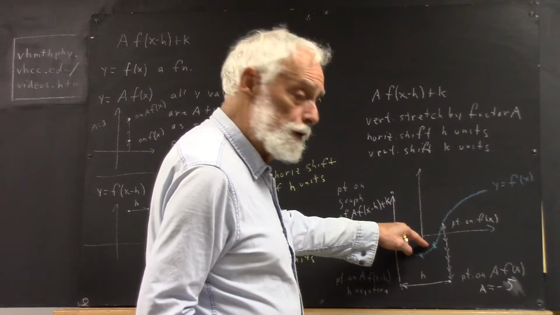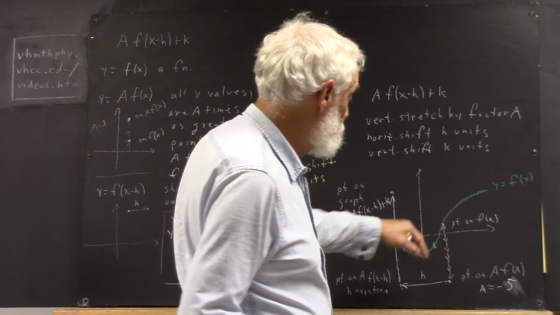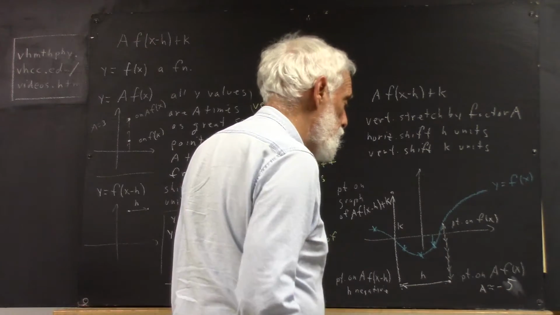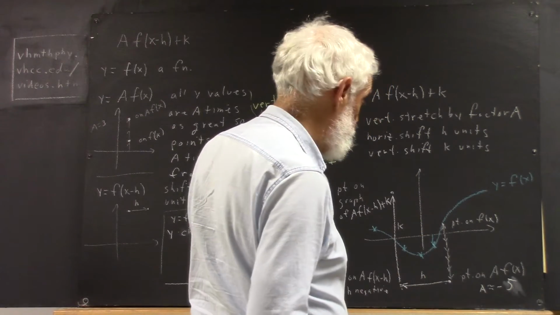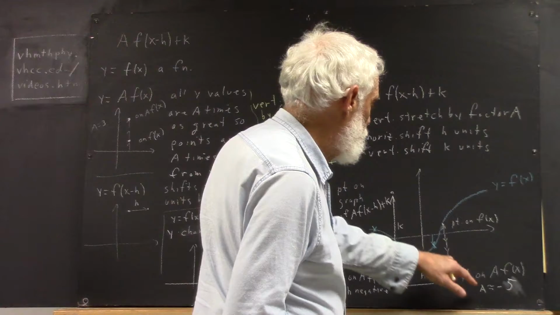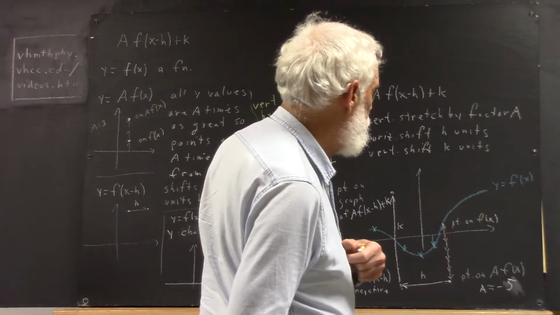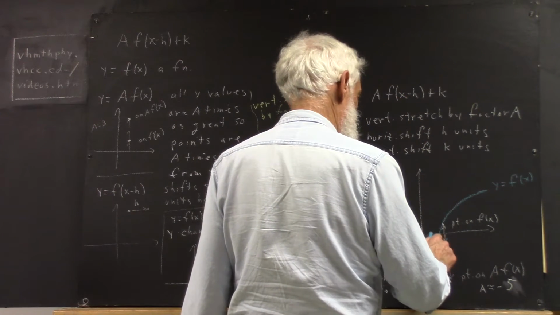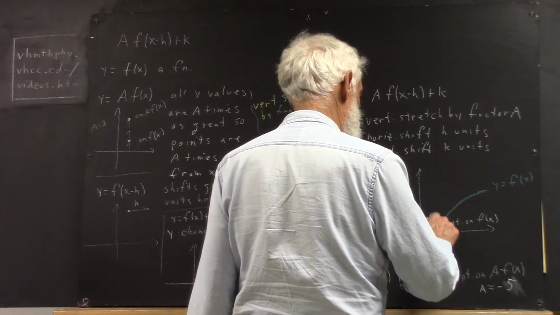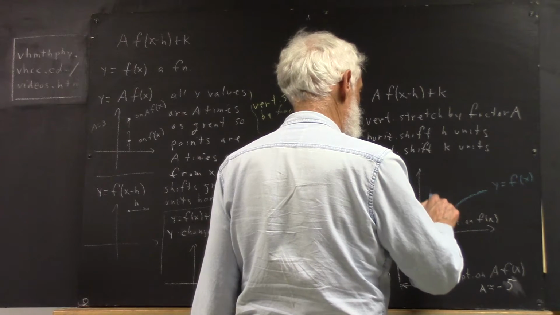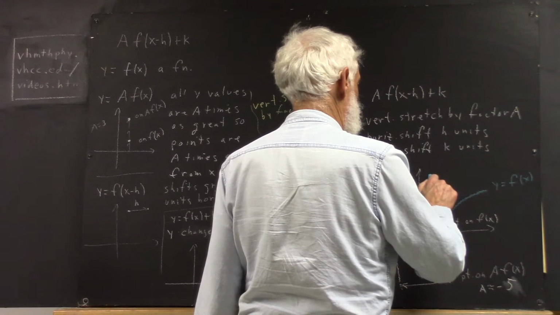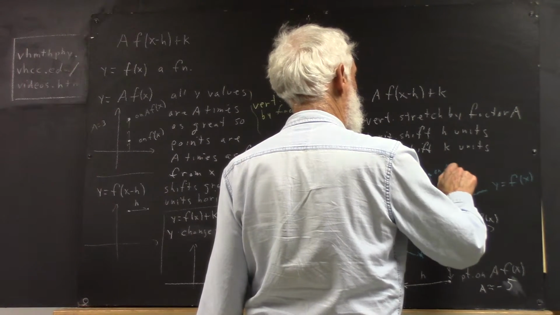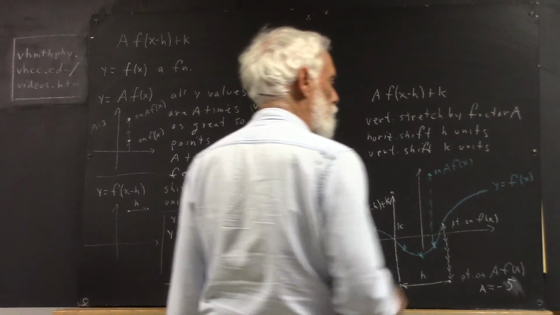Okay, how are we gonna shift each point? Well, this point is this far from the axis in this direction. If A is negative 5, then if I want the point on the graph of A f of x, I'm going to have to go 5 of these in the opposite direction. So maybe I end up here. This is now a point on the graph of A f of x.